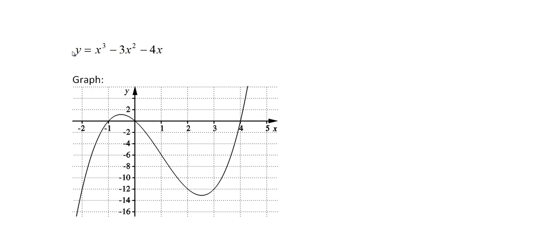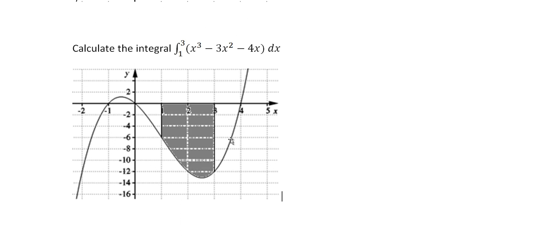Let's have a look at this function. y is equal to x³ minus 3x² minus 4x. And here's the graph for that function. Now we are going to calculate the integral from 1 to 3 of that function. So the lower limit is 1 and the upper limit is 3, so we can see the gray area here. That's the integral.